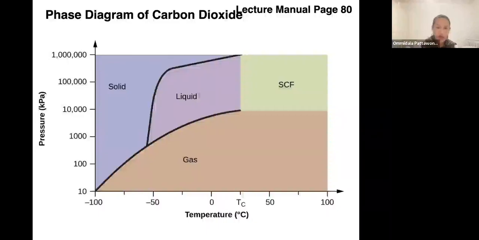So here is another example. This is the phase diagram of carbon dioxide. You see that it looks different from that of water that we saw previously, though we will still observe the solid, liquid, gas, and supercritical fluid here.